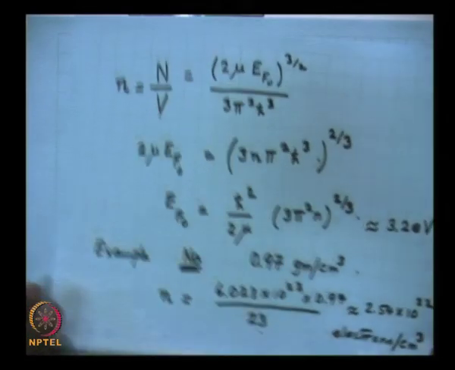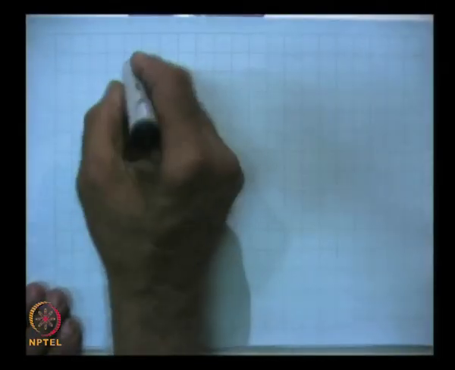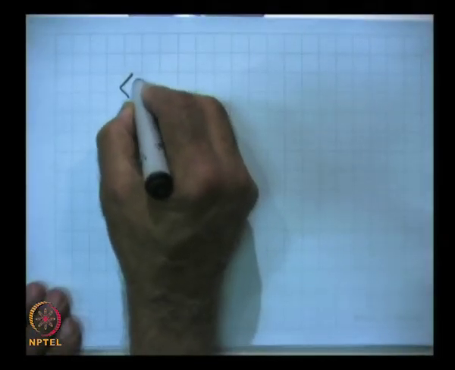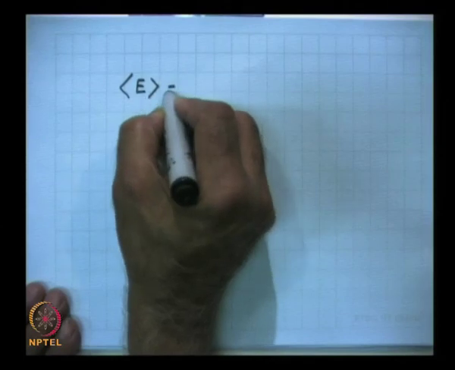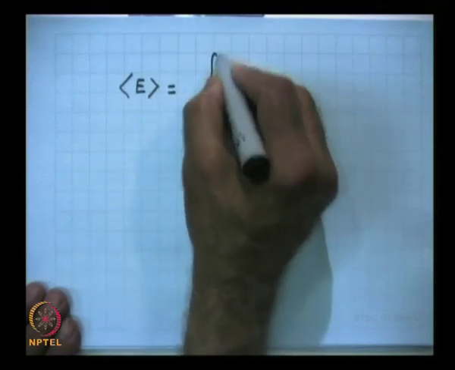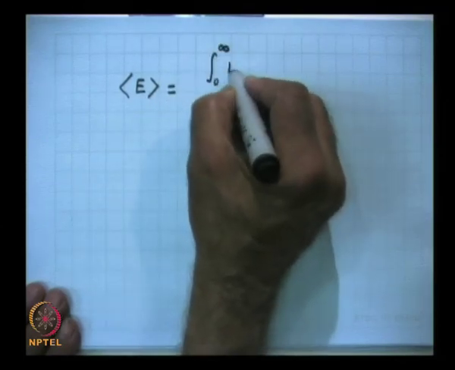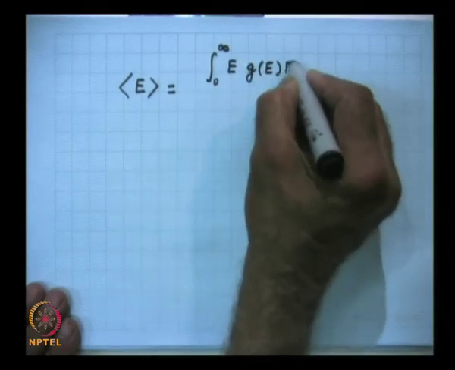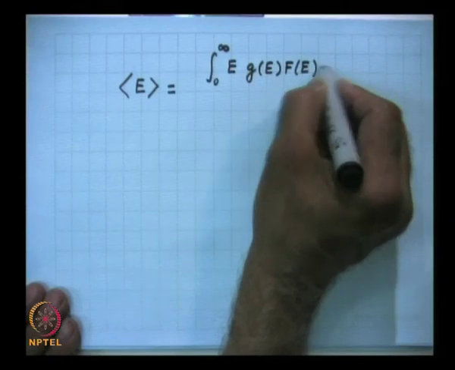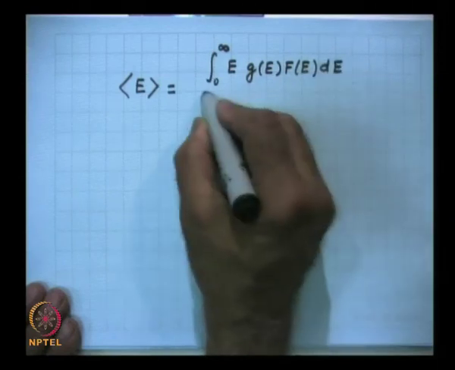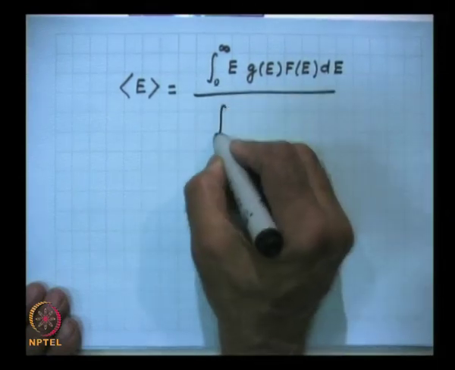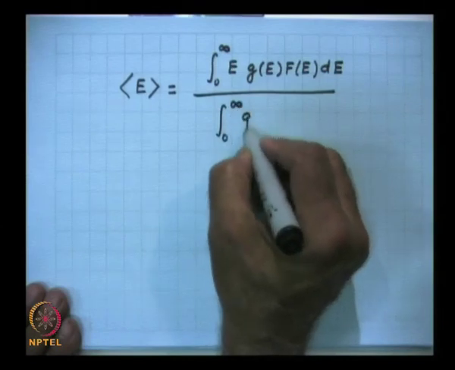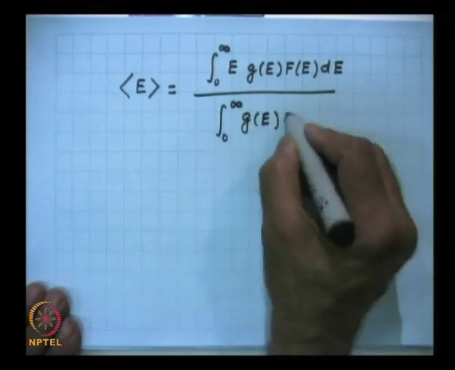Now, the average energy is given by the integral from 0 to infinity of E g of E f of E dE, divided by the integral from 0 to infinity of g of E f of E dE.